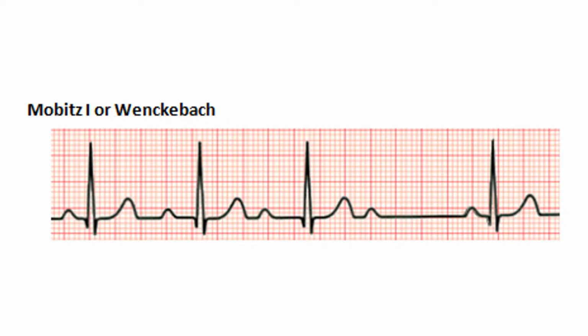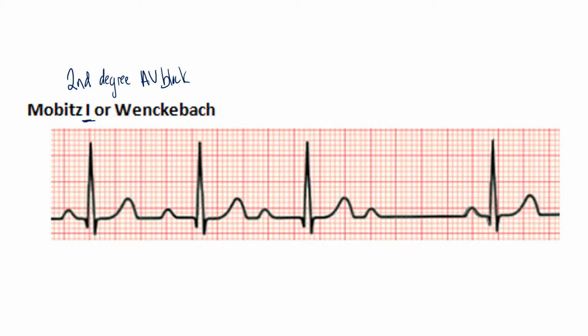Next one. Now, here's the name of it, but really this is under a classification called second degree AV block. Now, second degree AV block has two types within it. This is the first type. It's called a Mobitz type 1, so Mobitz I. They don't have to say Mobitz I, they can call it Wenckebach. Okay, so this is a second degree AV block.